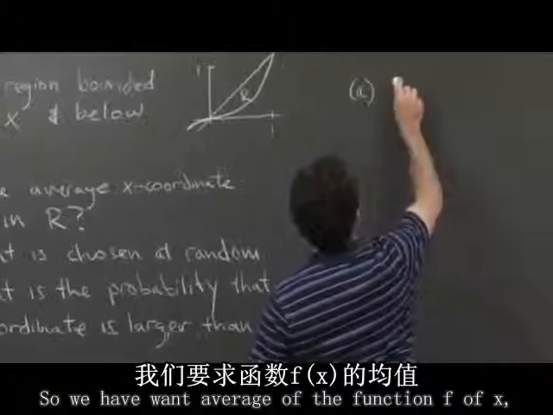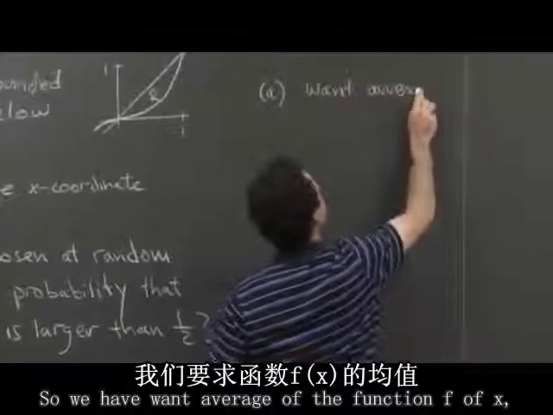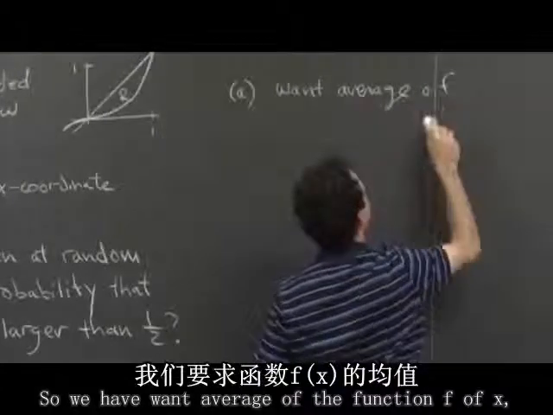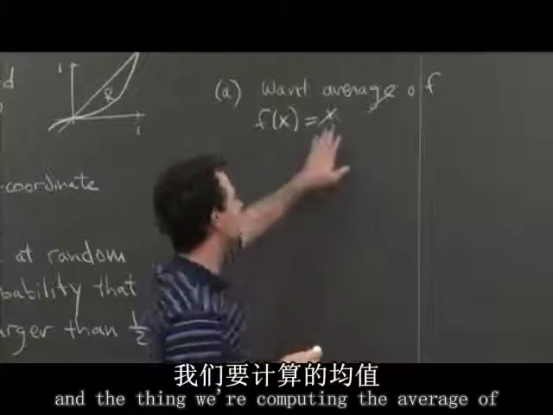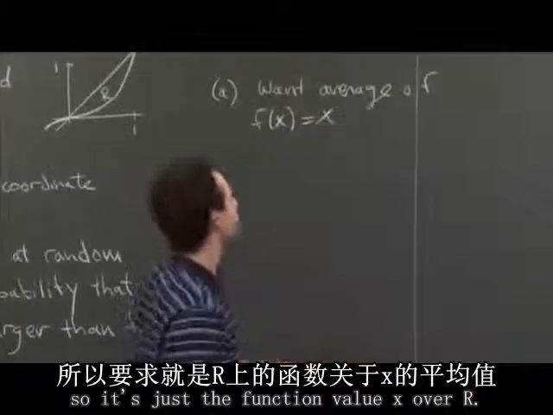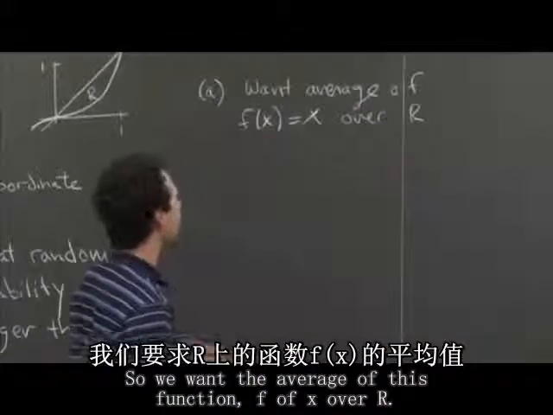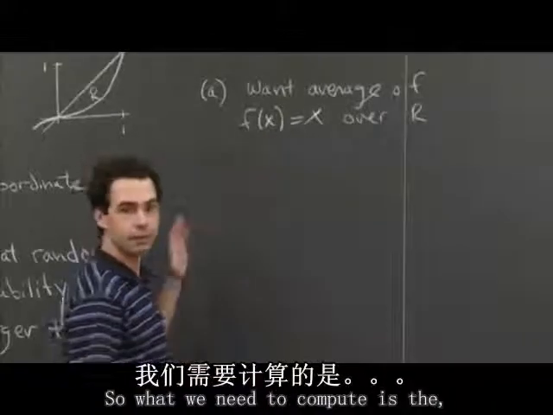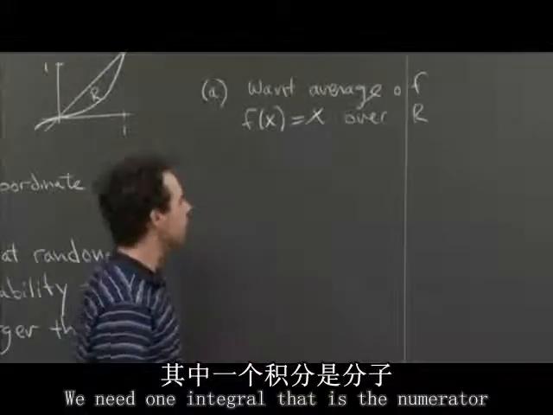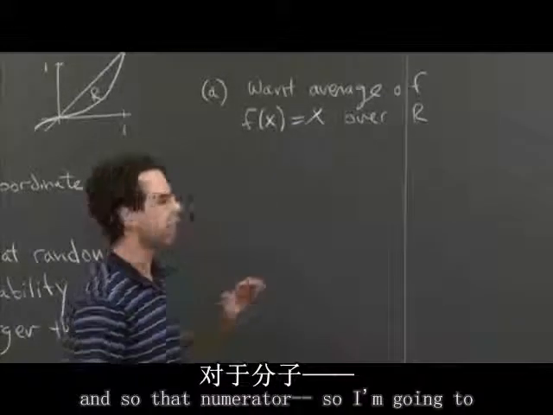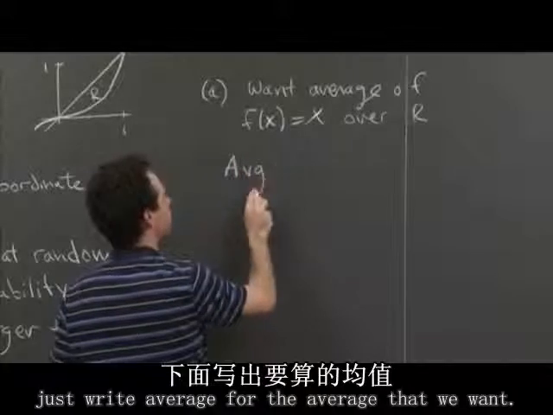So we want the average of the function f of x, and f of x, the thing we're computing the average of, is just the x-coordinate. So it's just the function value x over R. So we want the average of this function f of x over R. So what we need to compute is two integrals, right? We need one integral that is the numerator. And so for that numerator, I'm going to just write average for the average that we want.